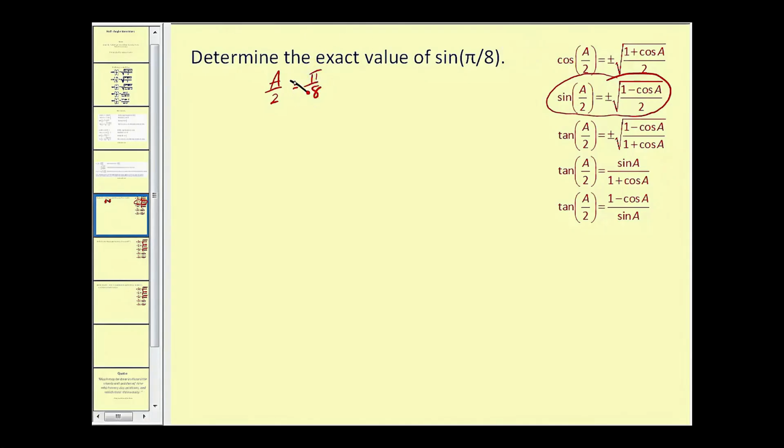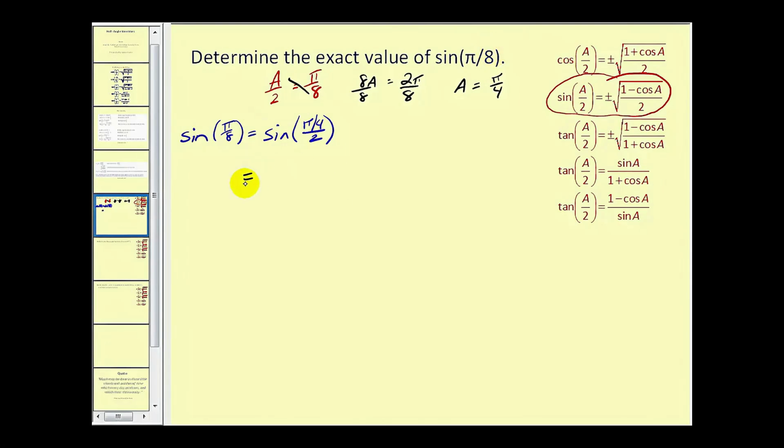So if we perform cross products, we'll have 8A must equal 2 times pi. Dividing by 8, we can see that A must equal 2 pi over 8, or pi over 4. So when we set this up, we're going to have the sine of pi over 8 equals the sine of pi over 4 divided by 2. So we're going to use pi over 4 for angle A. Another way to think of it is if we want pi over 8 to equal A over 2, we'd have to double this and then divide by 2 for them to be equal.